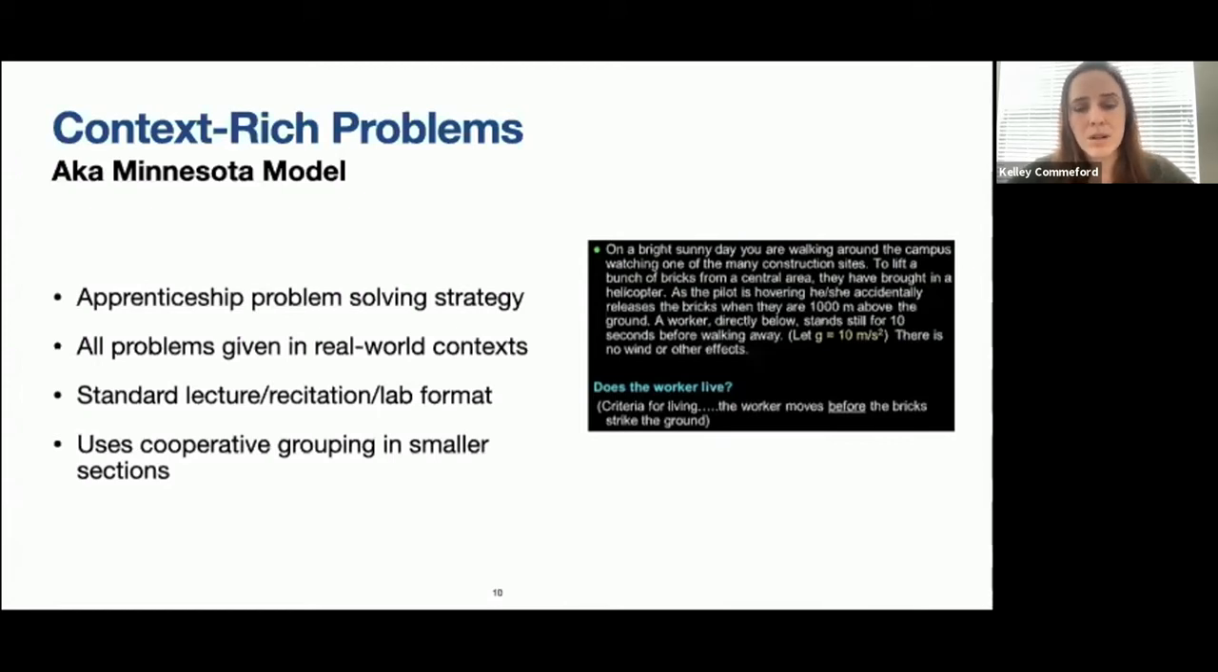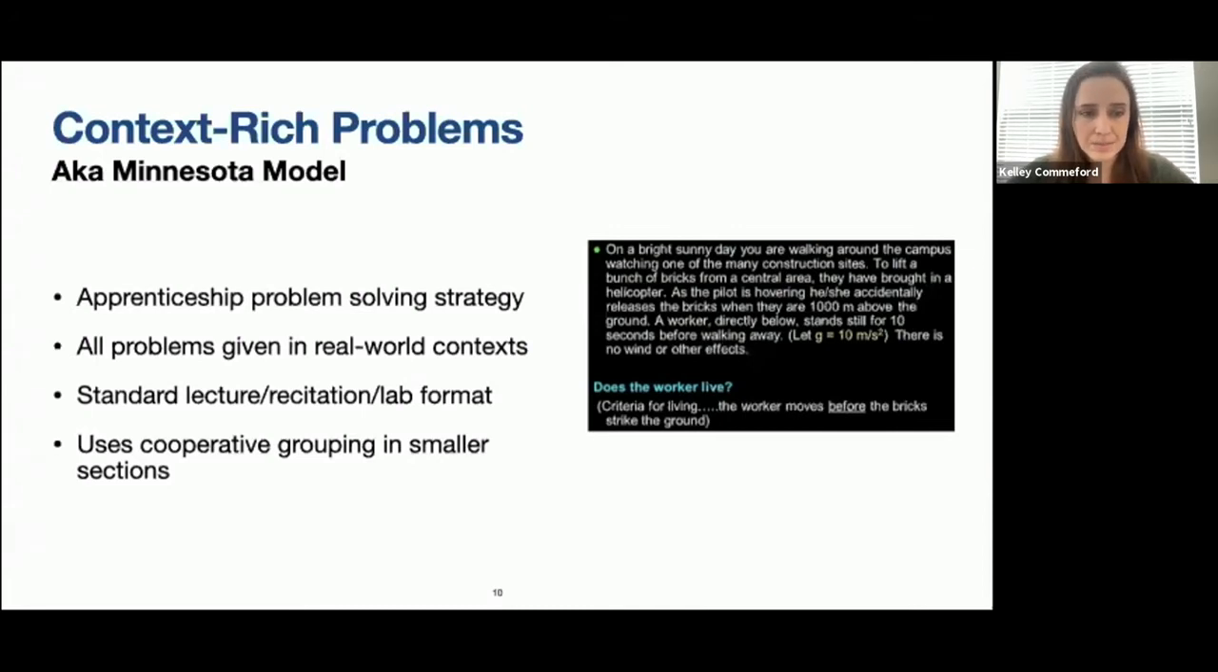And the problems in particular, every single problem that the students encounter has a real world context. So instead of being like, find the acceleration of the block sliding down the ramp, it gives a story behind it and it gives extraneous information so that students have to really think about what's going on and parse through the extra information.